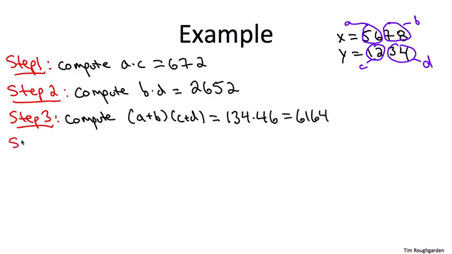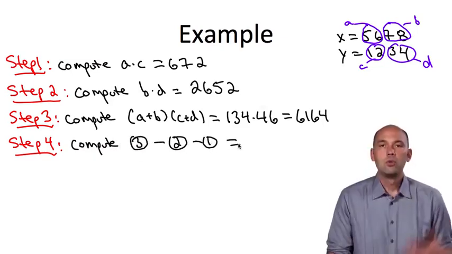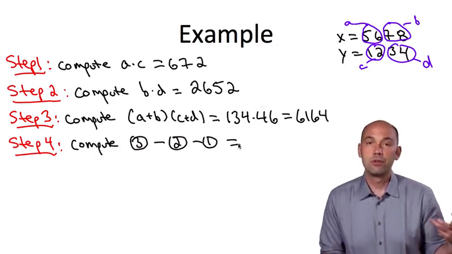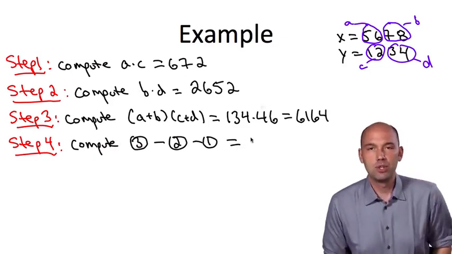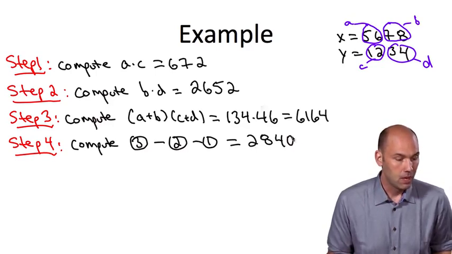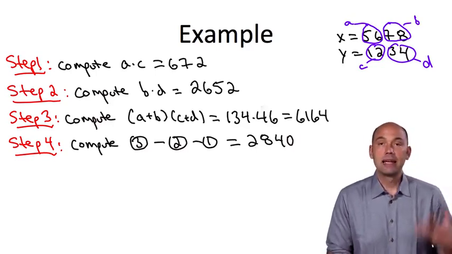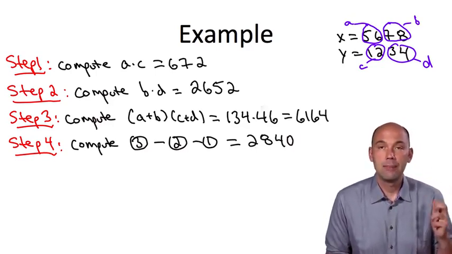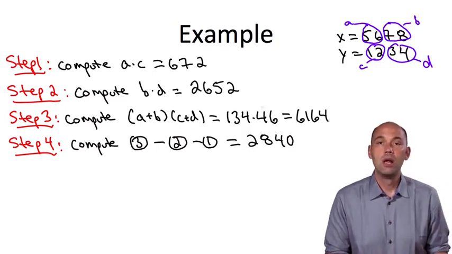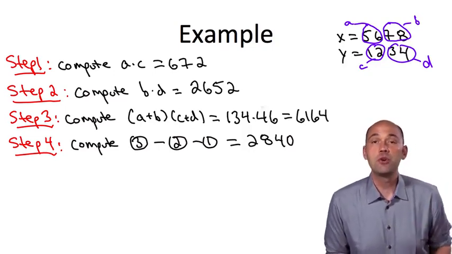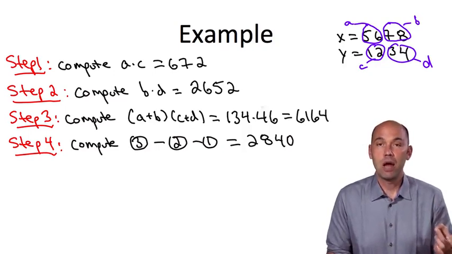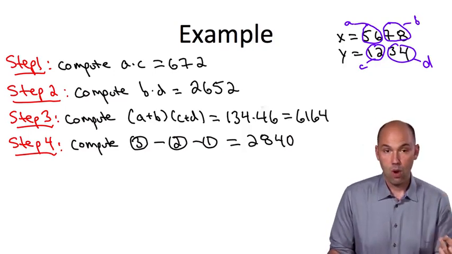Now, I'm going to subtract our first two products from the results of this computation. That is, I'm going to take 6164, subtract 2652, and subtract 672. You should check that if you subtract the results of the first two steps from the result of the third step, you get 2840. Now, I claim that I can take the results of steps 1, 2, and 4 and combine them in a super simple way to produce the product of x and y.